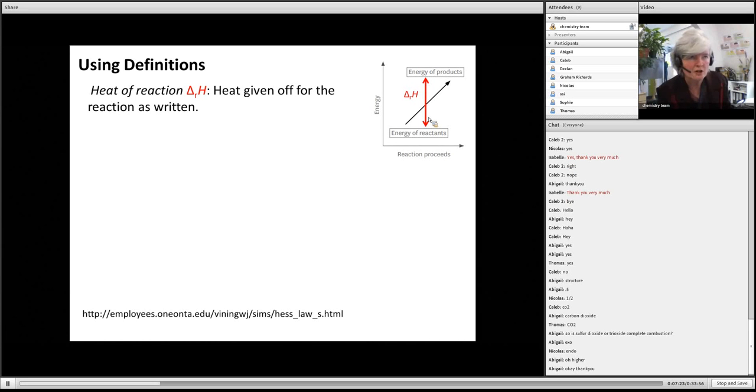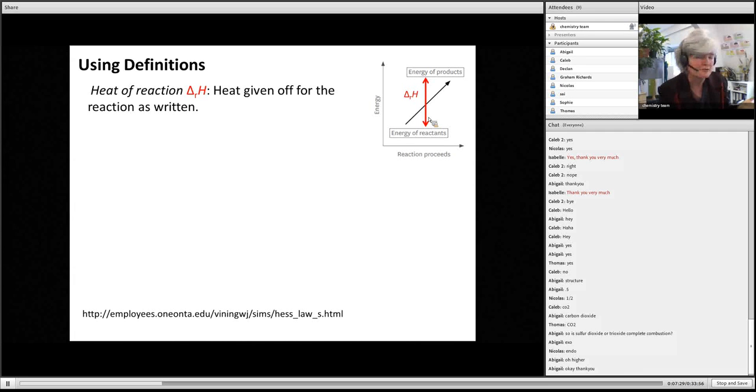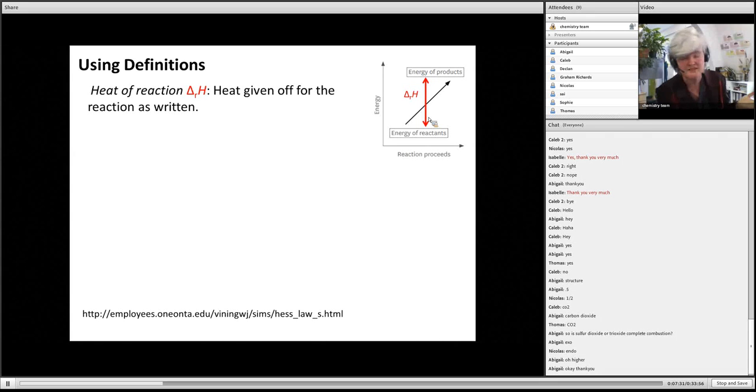For an example, the one that's in your teacher marked assignment, where we ask you why is the heat of formation of sulfur dioxide the same as the heat of combustion of sulfur? Well, you can work out it's exactly the same equation. So you're forming sulfur with oxygen going to sulfur dioxide.